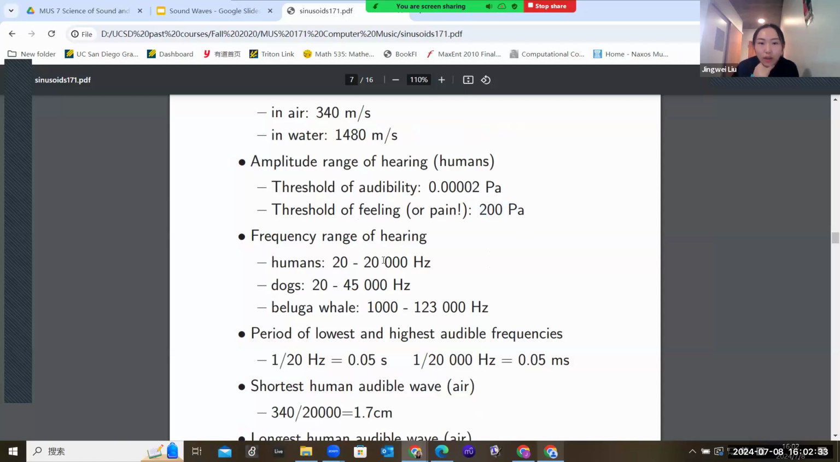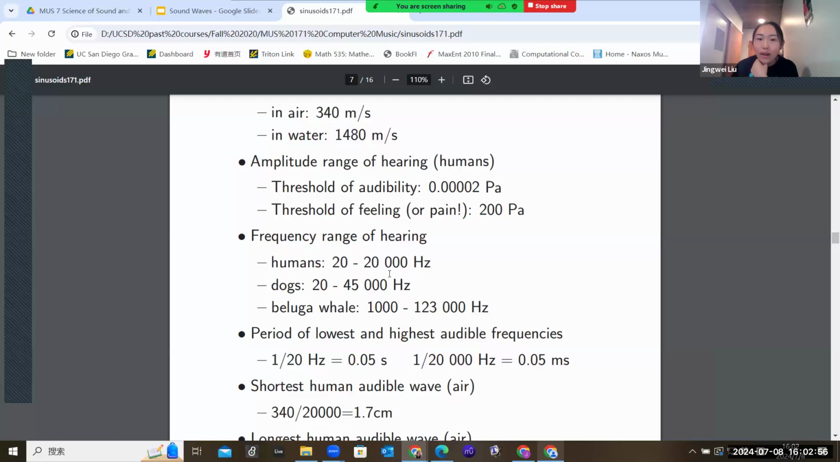The frequency range of hearing: in many videos in previous materials, we talk about our human hearing range of frequency, which is 20 to 20,000 hertz. This is our audible range. It is band limited. The highest frequency we can hear is 20,000 hertz.